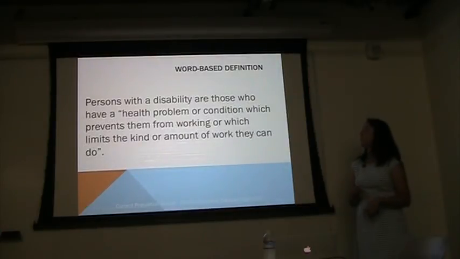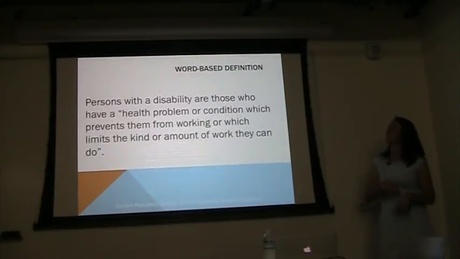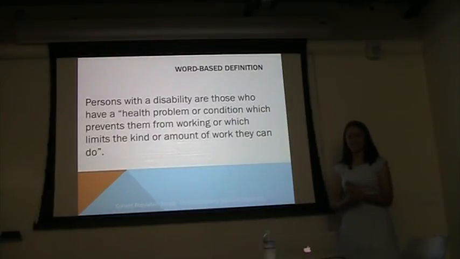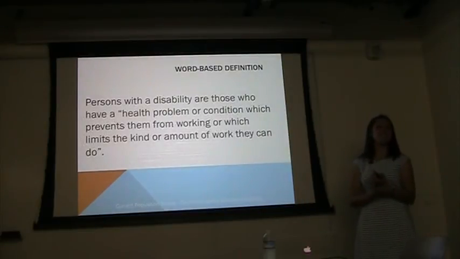I realize I have a typo on this. This is supposed to say work-based definition. Persons with a disability are those who have a health problem or condition which prevents them from working or which limits the kind or amount of work they can do. Does anyone have any reactions to this one? Is it just work? What about play?